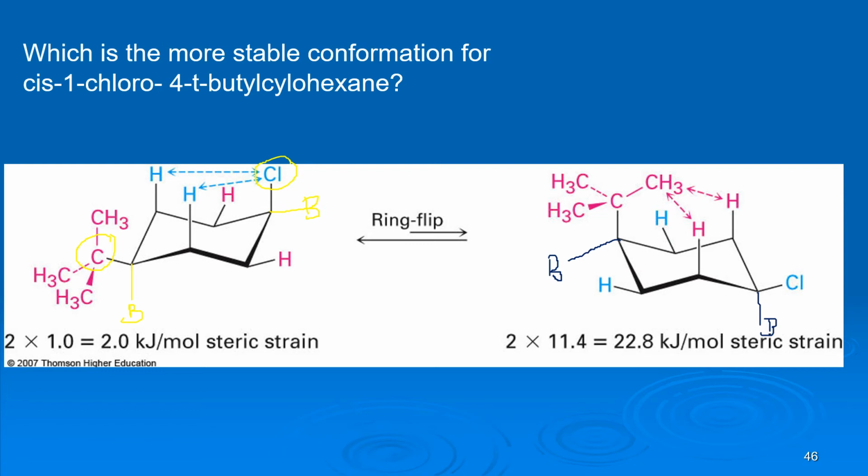So now remember the t-butyl group had 11.4 kilojoules of energy. And so this would be 22.8 kilojoules. So even though there's no gauche interactions because they're far apart, clearly this is much more stable. There's still a little bit of energy there, but it's much more stable. So it's pretty much the big group's going to be in the equatorial position if you have to pick one or the other.